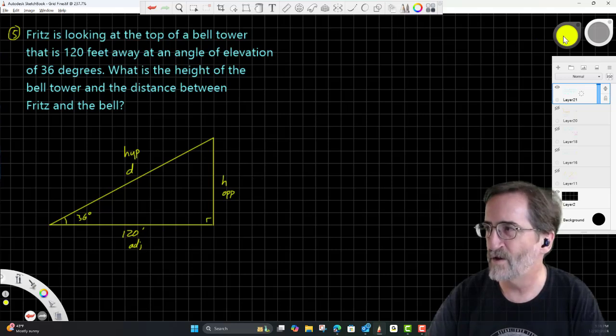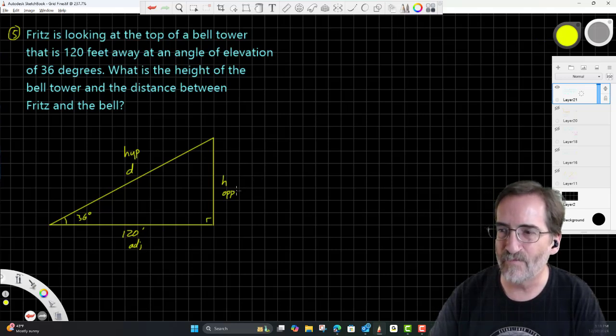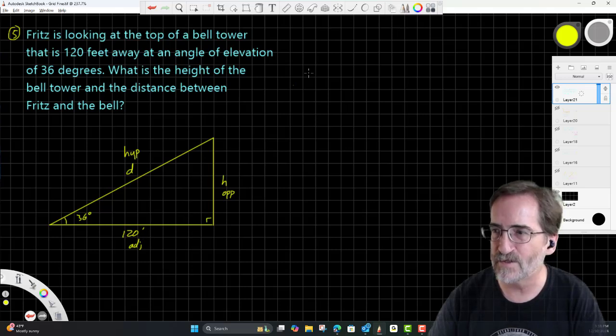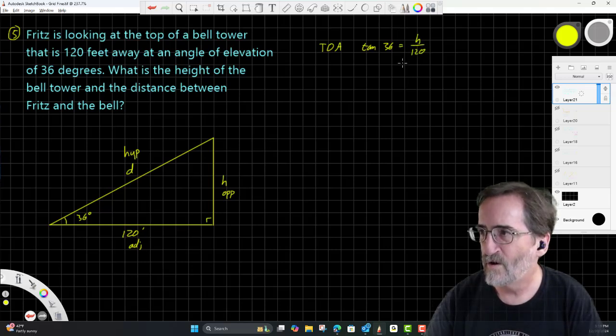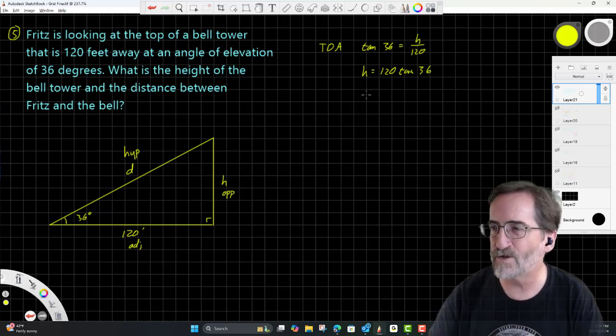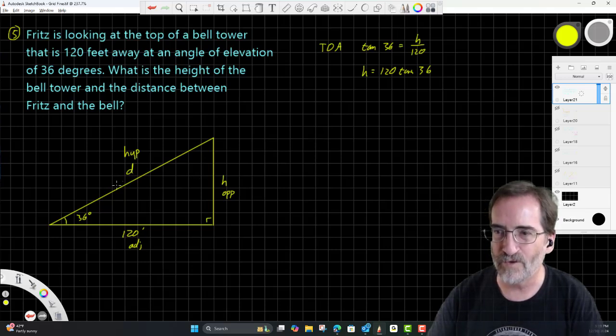It touches the angle. Okay, so to find the opposite, I'm going to use opposite and adjacent, because I know the adjacent. Opposite and adjacent is OA, so SOHCAHTOA, TOA, that's TOA. So tan of 36 equals opposite, H, over adjacent, 120. Multiply by 120, so H is 120 tan 36. Now I'm going to save reaching for a calculator for right now because I also want to find the hypotenuse as well, the distance between Fritz and the bell.